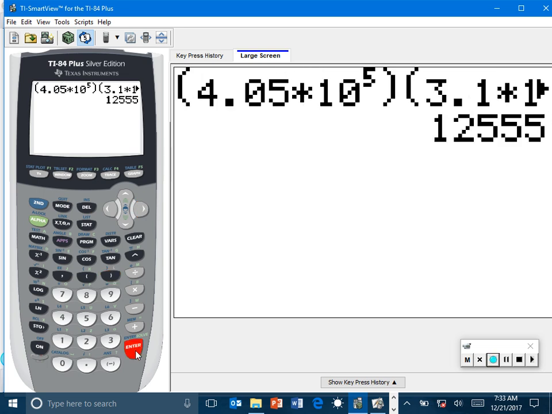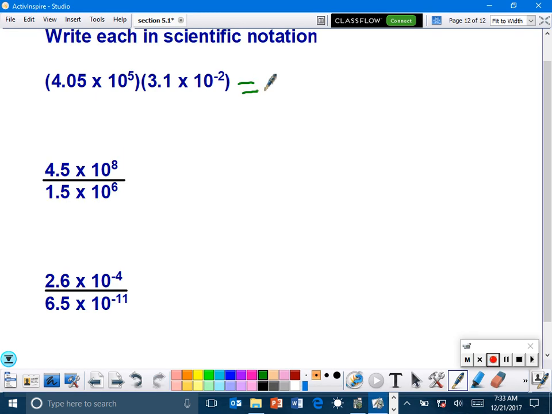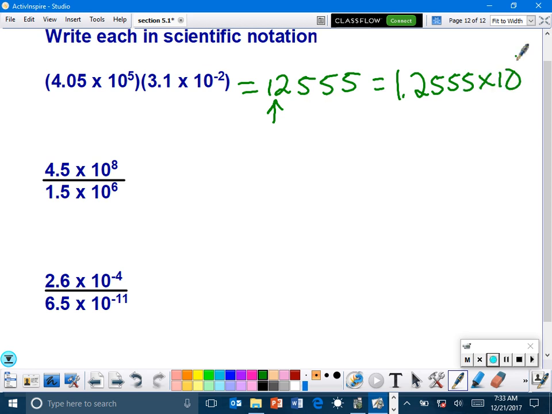You're going to get an answer: 12,555. Again, if your calculator's in scientific notation mode, it will do it for you. Just remember to write it correctly. We want the decimal right there, times 10 to the 4th power.